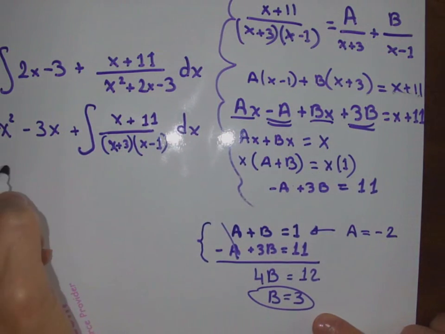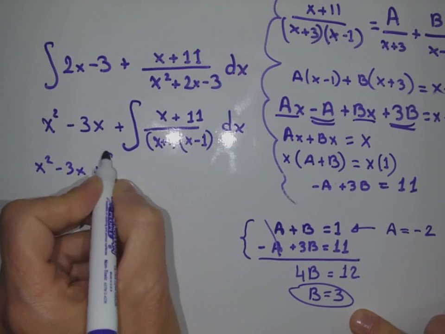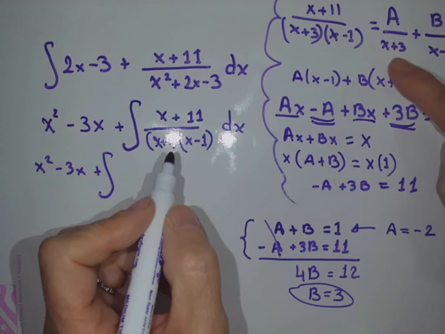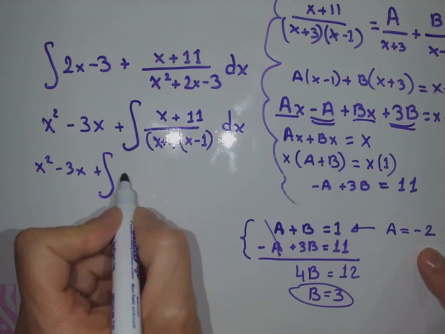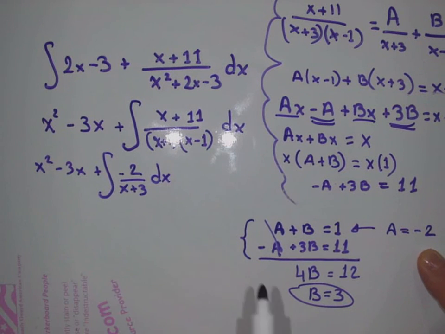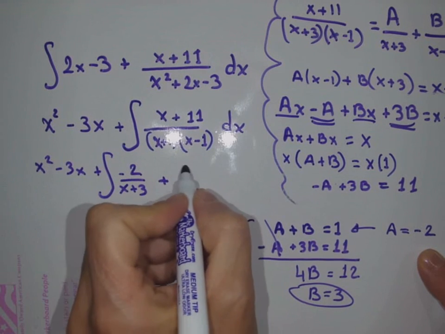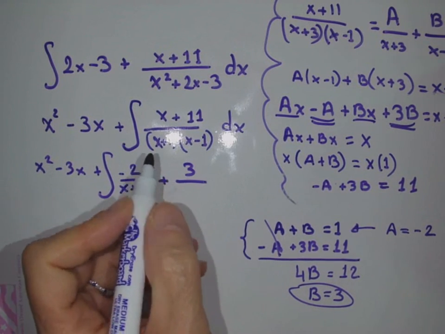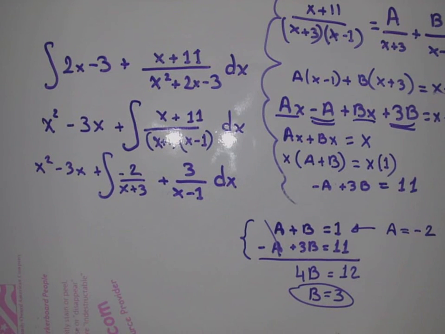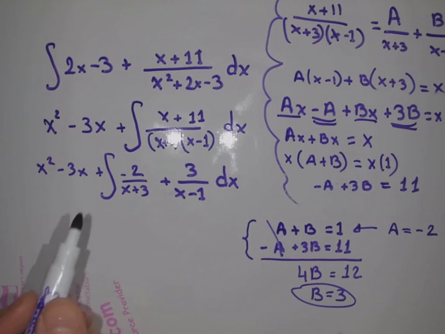So let's do that. So here I have, go back here, x squared minus 3x plus the integral, not of that anymore, but of my a over x plus 3, a being negative 2. So negative 2 over x plus 3. Plus 3, right, my b over my x minus 1, and then dx. And why was that what I wanted? Because see how those are now nice and cool. They're just natural log, and they're very quick to integrate.